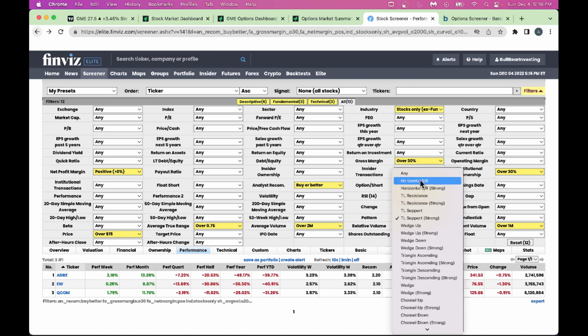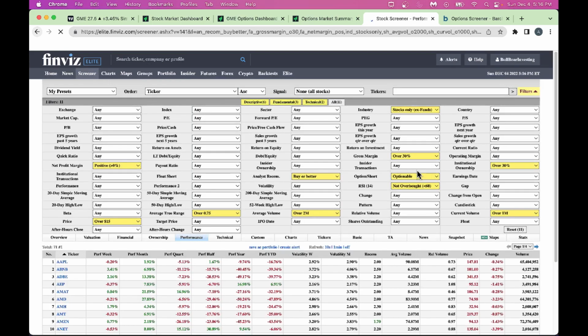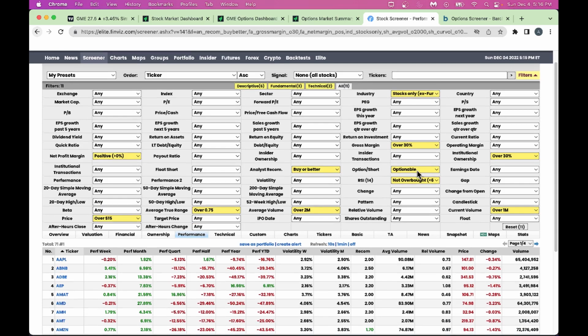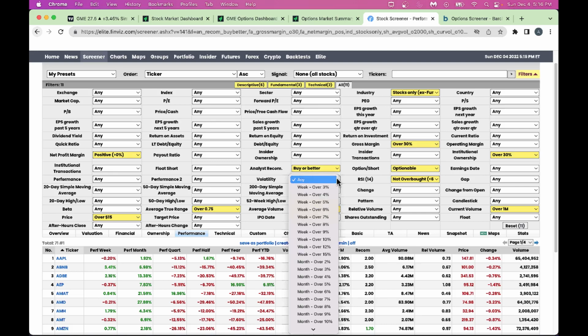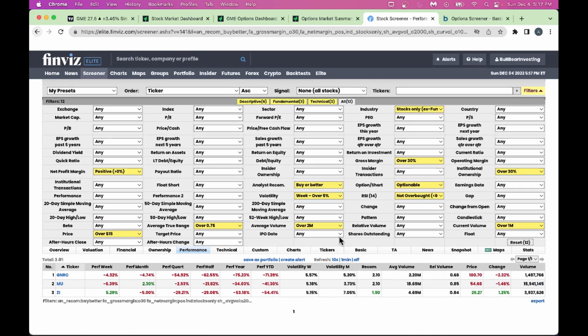So you could do one thing. You could do any here if you're selling put options, and when you want to sell put options, you want volatility to be high. Look, what you could do is go into the volatility right here, and you could say week, and you can say over 3%, 4%. Let's go week over 5% here. We want a higher volatility so that we can get some good premium. Look, we got a few stocks here. We got Generac here, Micron, and ZI.